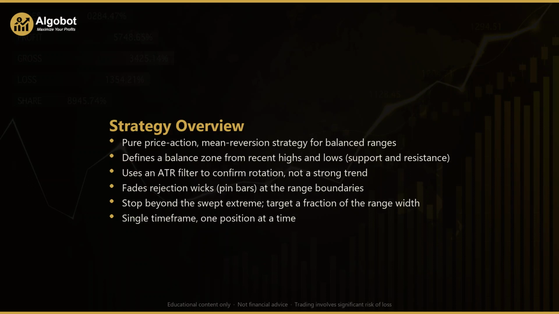The second building block is candlestick rejection, often called a pin bar. The EA studies the anatomy of each completed candle, its body, its upper wick, and its lower wick, to judge whether a boundary was tested and then defended.